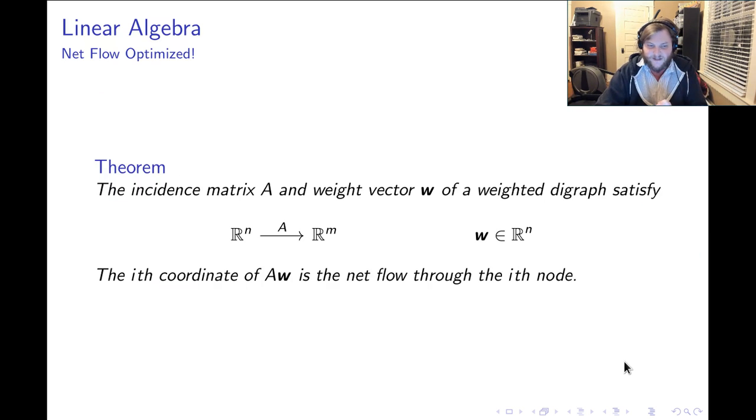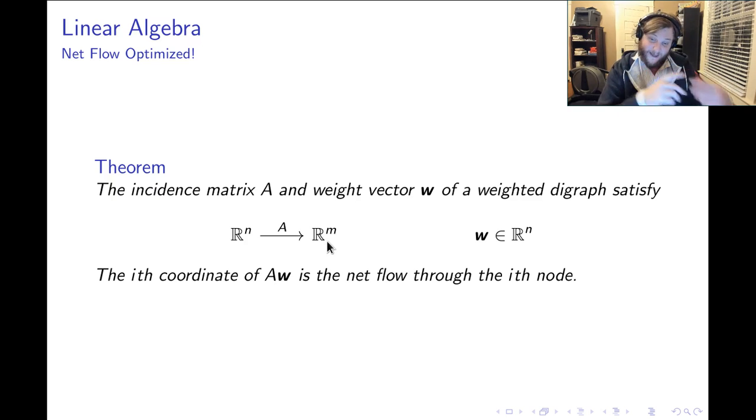So let's state this as a theorem. The incidence matrix A and the weight vector W of a weighted digraph fit into these two statements. A is m by n, so we can view it as a process that transforms vectors in Rn into new vectors in Rm. And the weight vector organizes the weights for all of the arrows, so it is a vector in Rn. Well, when I have a diagram that looks like this, A takes things in Rn as inputs, and then does something with them and spits out a new vector in Rm. That means I can multiply A by this W. And when I multiply A by W, I produce a new vector in Rm.